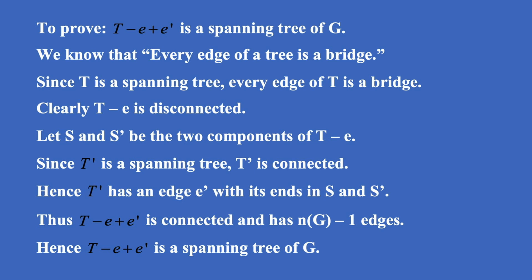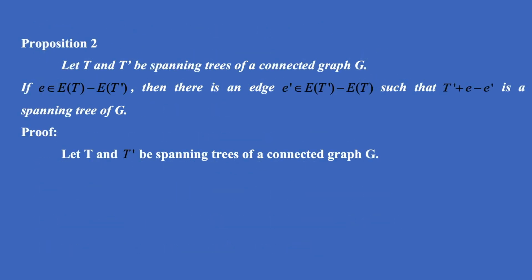Since T' is a spanning tree, T' is connected. Hence, T' has an edge e' with its ends in S and S'. Thus, T minus e plus e' is connected and has n(G) minus 1 edges. Hence, T minus e plus e' is a spanning tree of G. Let us see the next proposition.